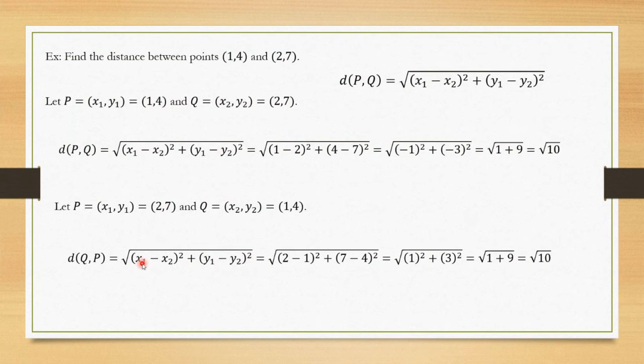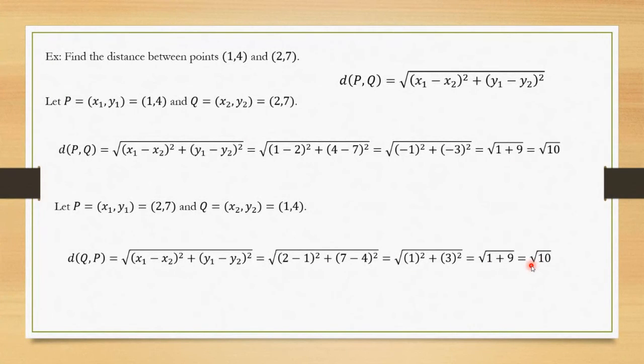Right? So here, for instance, if I did 2 minus 1, so that's what I'm doing here, 2 minus 1, for this difference. Then if I did 7 minus 4, as you can see, since I'm squaring, the answer is going to be the same. Namely, we're going to have 1 squared plus 3 squared, which is 1 plus 9. Square root of that is the square root of 10. So we get the same answer.